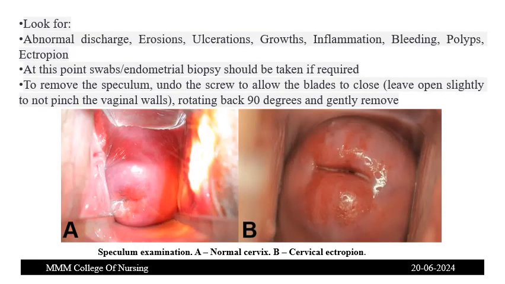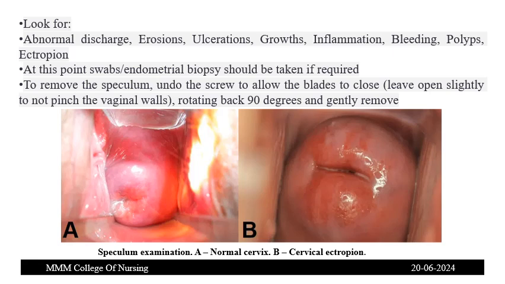After opening, what will you look for? First you have to look for any abnormal discharge, erosions, ulcerations, growth, inflammations, bleeding, polyps, and ectropion. As it is given here, picture A shows a normal cervix and B shows cervical ectropion. At this point, if you are going to do any kind of investigations like swabs or biopsy, that should be taken if required. Then to remove the speculum, first undo the screw, close the blades, and then remove the speculum.